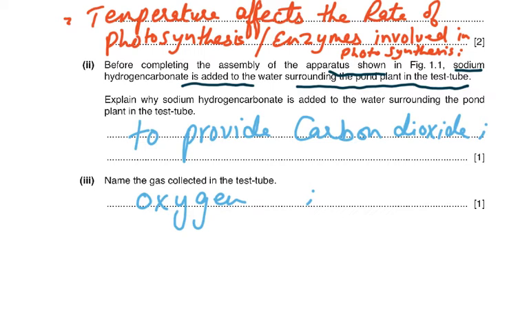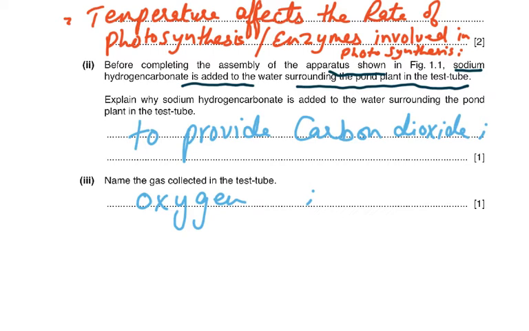And the reason why we are not using pond water is because we would not know how many microorganisms are there in it, and it could be harmful for us handling that pond water. And we won't know how much carbon dioxide it contains. But now when we put a fixed mass of sodium hydrogen carbonate into the water, we make a 1% solution or a 2% or a 5%. So we would know exactly how much carbon dioxide is being given to the plant, which is being released from this solution of hydrogen carbonate. So, explain why sodium hydrogen carbonate is added to the water surrounding the plant in the test tube: to provide the carbon dioxide.